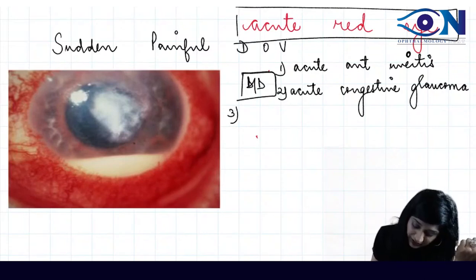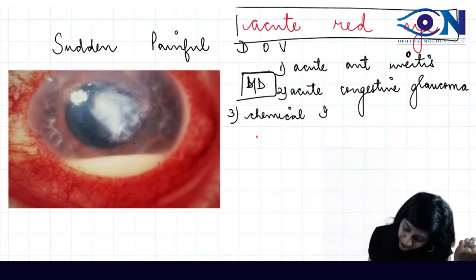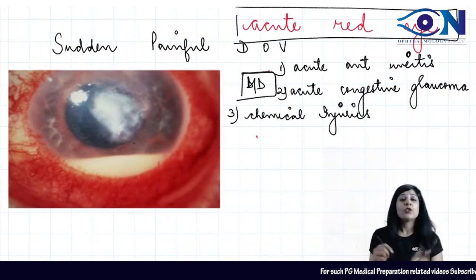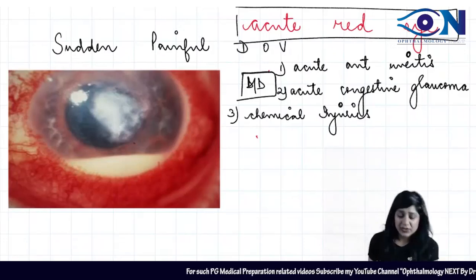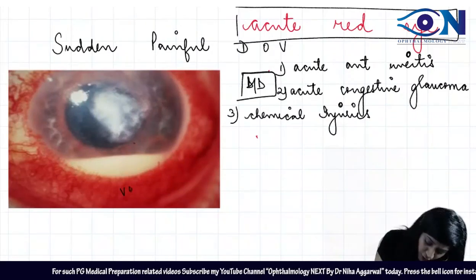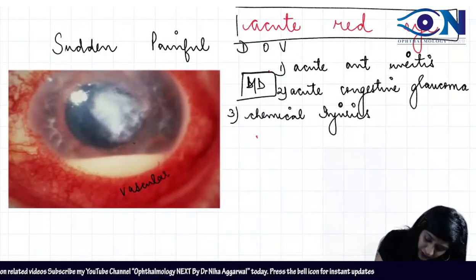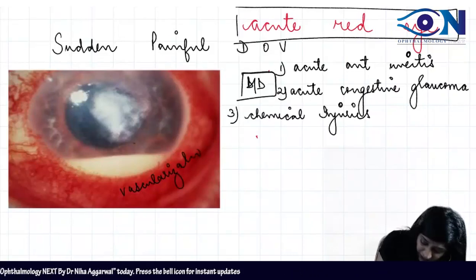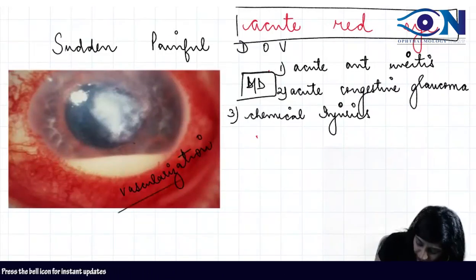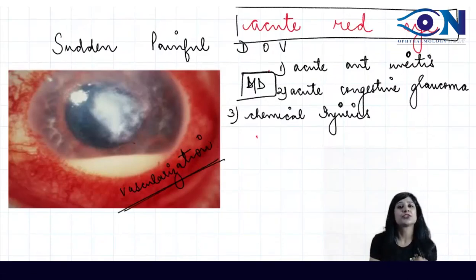Of course, we can have the chemical injuries. Chemical injuries are also there. Apart from that, what are the things you are having? Can you see lot of vascularization? So whenever you are having the acute red eye, you have lot of vascularization.